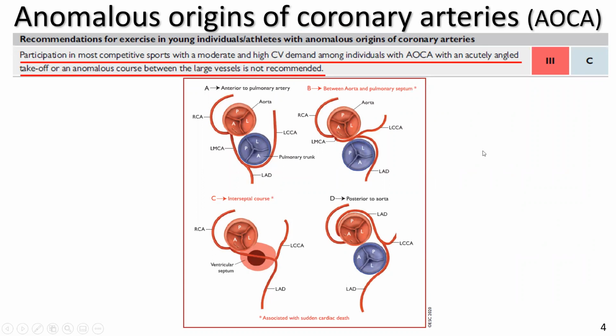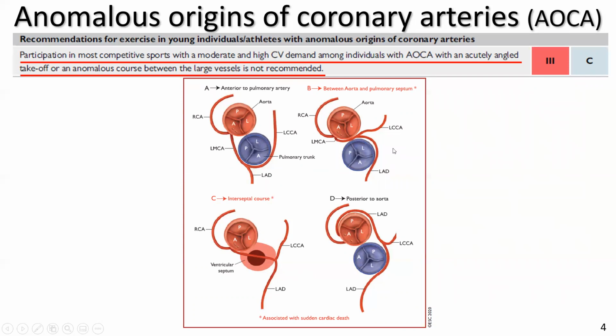We now come to anomalous origins of coronary arteries, or AOCA. To explain in pictorial format, I'm going to go through A, B, C, and D sets of diagrams. In A, we have the normal setup of the coronary arteries, with the right coronary and the left main coronary artery anterior to the pulmonary artery. There's no compression here at all, and no lack of space for these major coronary arteries.